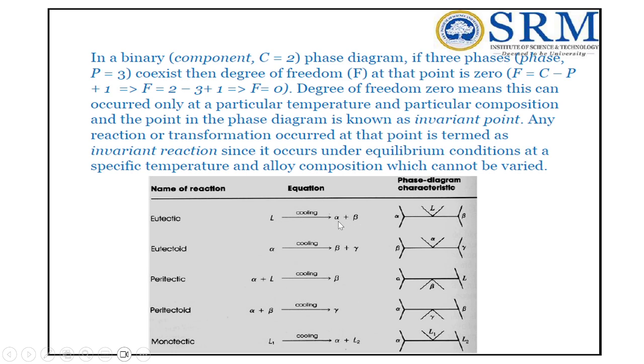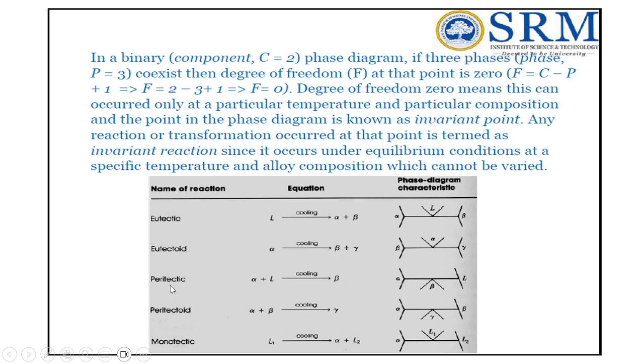Or A plus B, that is, metal A and metal B. With two solid structures, you can get a lamellar structure of alternating layers of alpha and beta. Then there is another phase diagram called the eutectoid phase diagram. The governing equation is: a solid, when cooled, gives two new solids. When alpha is in the solid state and is cooled, it separates into two different solid phases, beta plus gamma.